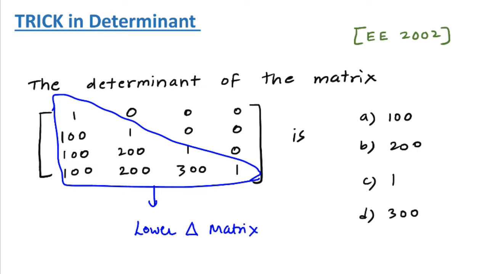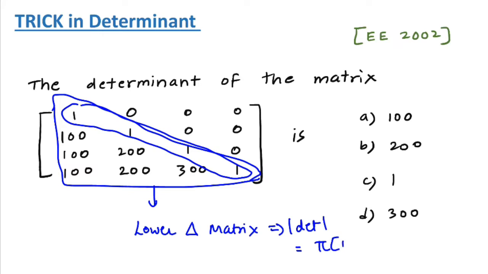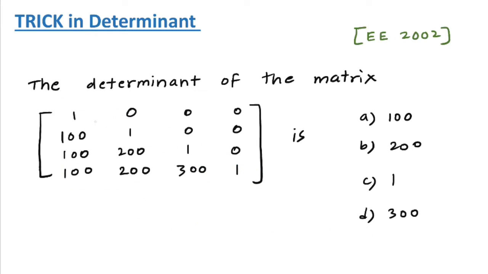Whenever you have a lower triangular matrix or upper triangular matrix or even a diagonal matrix, in that case the determinant is equal to the product of diagonal elements. As simple as that. So what should be the answer? The answer should be 1 into 1 into 1 into 1, which comes out to be C.